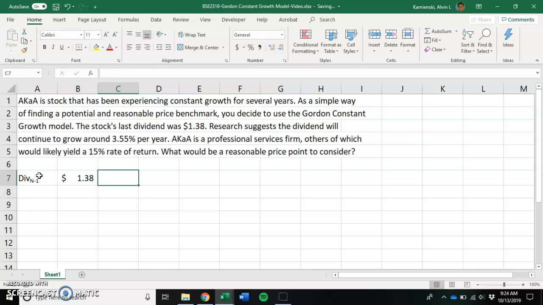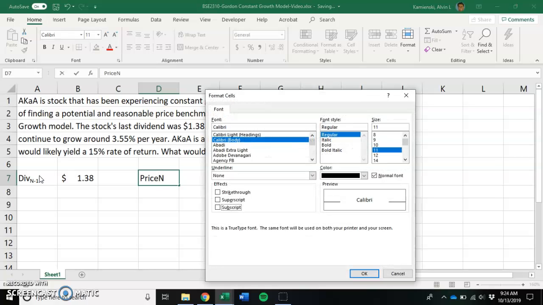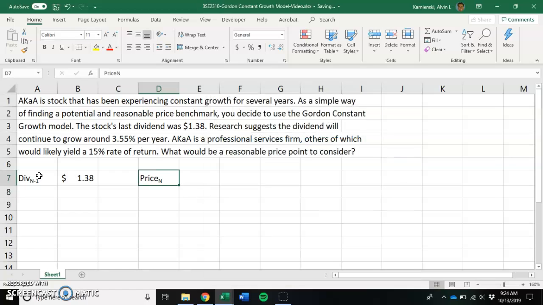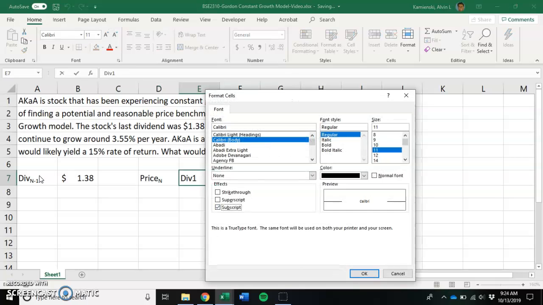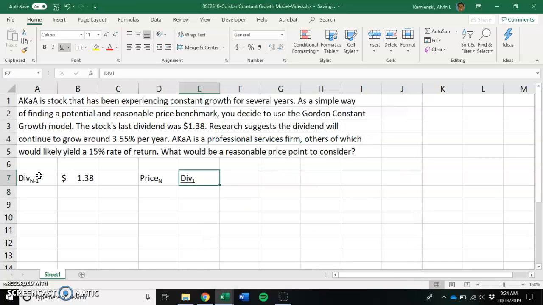The Gordon constant growth model is going to ask us to solve for price at any given point in time, and in our case, n is going to be now. So n would be 0, and it's equal to the next dividend that you would expect to receive, which would be not the last one, but the one that will come forward and continue to grow, divided by our opportunity cost of capital minus whatever that growth is constantly estimated as.